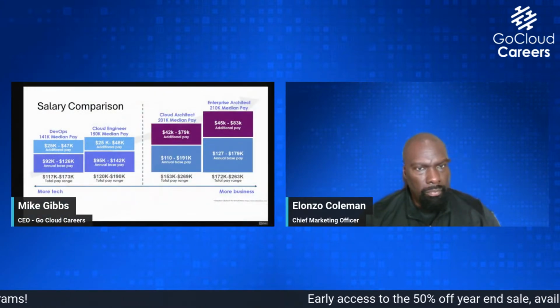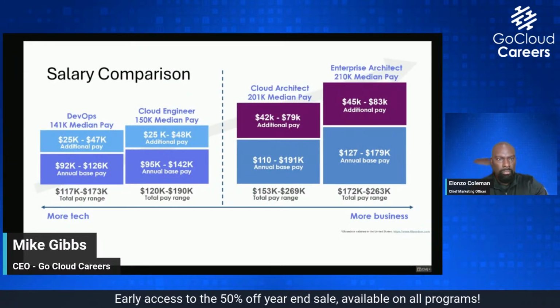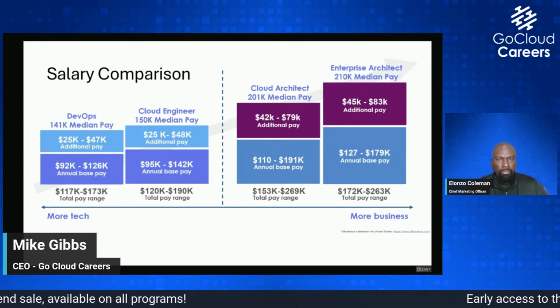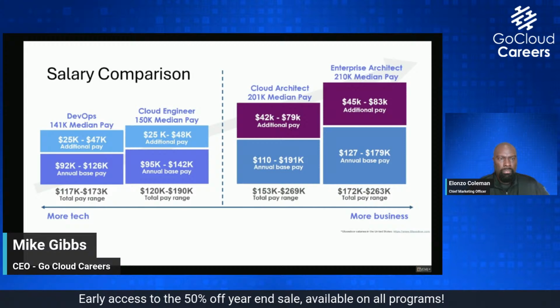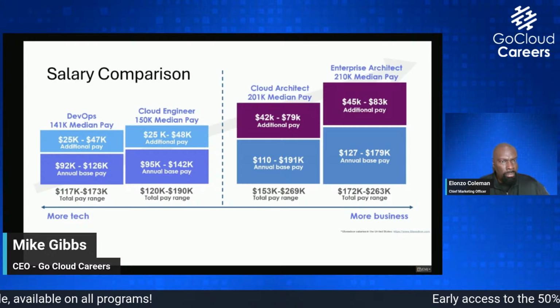So if we start looking at the various architecture careers and various technology careers, you can see that those DevOps engineers and cloud engineers, which are clearly the most technical, earn the least. Now, what you'll also notice is we reach this cloud architect realm, and the average pay is $201,000, but the pay range is in that $153 to $269. So some sales bonuses in there.